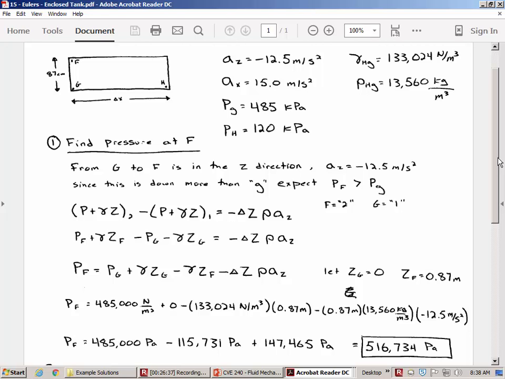What we will expect is that the pressure at F will be higher than the pressure at G because this is accelerating down faster than 9.81 meters per second squared. That's sort of the logic that we want to keep in mind when we double check our solution to make sure it's reasonable. So let's start with writing the equation the full way. Now let me give you a warning. There's a hidden landmine here.